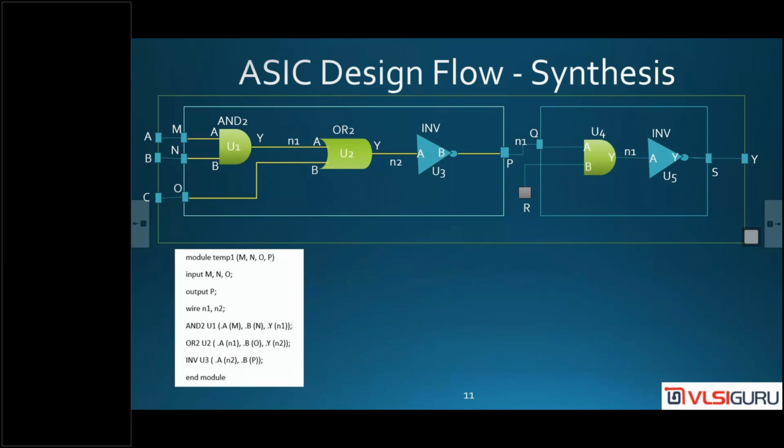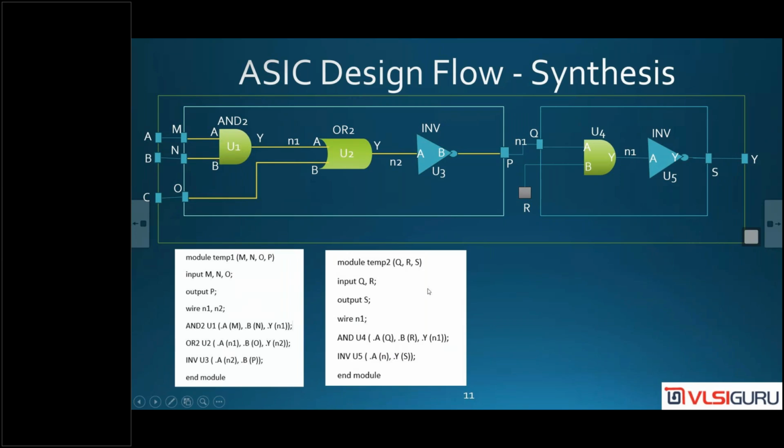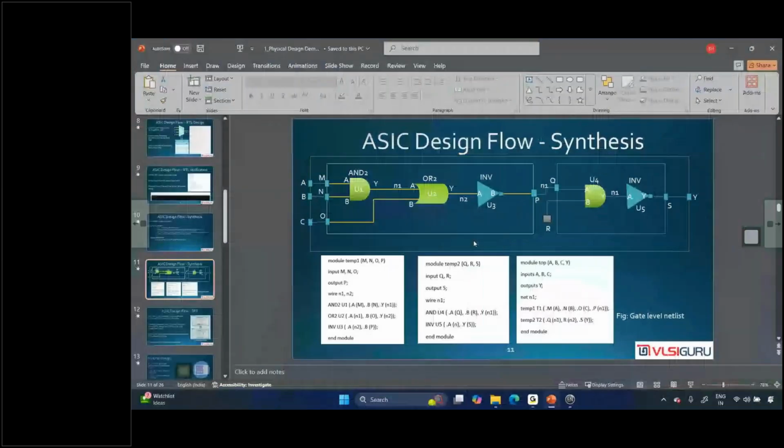So similarly, if I write for the second block, I have the second block code. So here, this is U4. What is this? U4. It is an AND gate. All right. Here it should also be AND2, just one second. I can read it now. Okay.